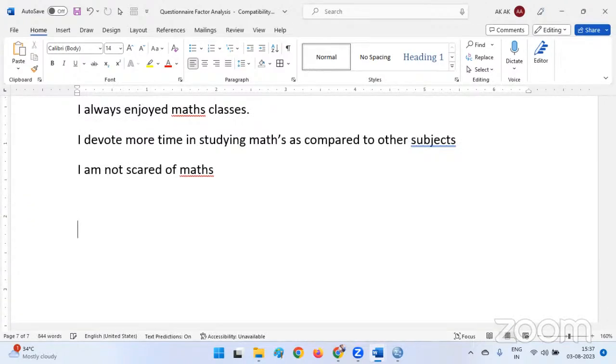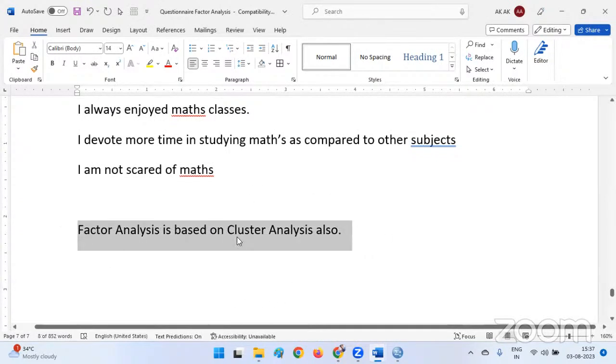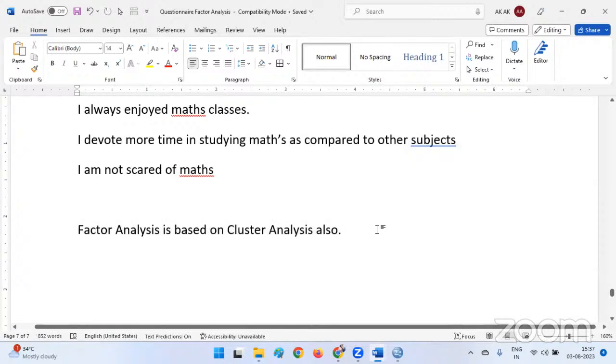One more aspect is that factor analysis is the base for cluster analysis also. When you want to apply cluster analysis, you go for factor analysis also. And you will find that factor analysis gives you crisp factors, and based on that you can do the clustering. Okay.